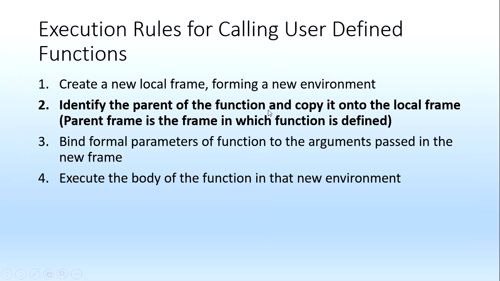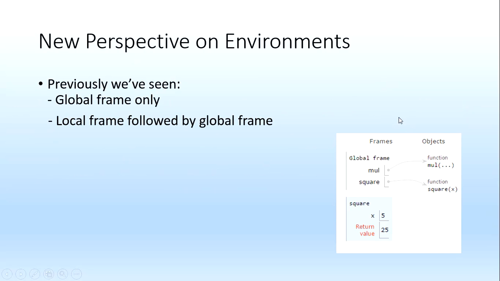So, once we add that little caveat, the rest of it is exactly the same as always. We bind the formal parameters of the function with the arguments passed in, and then we also execute the body of the function after all of that. But now this gives us a little different perspective on environments.